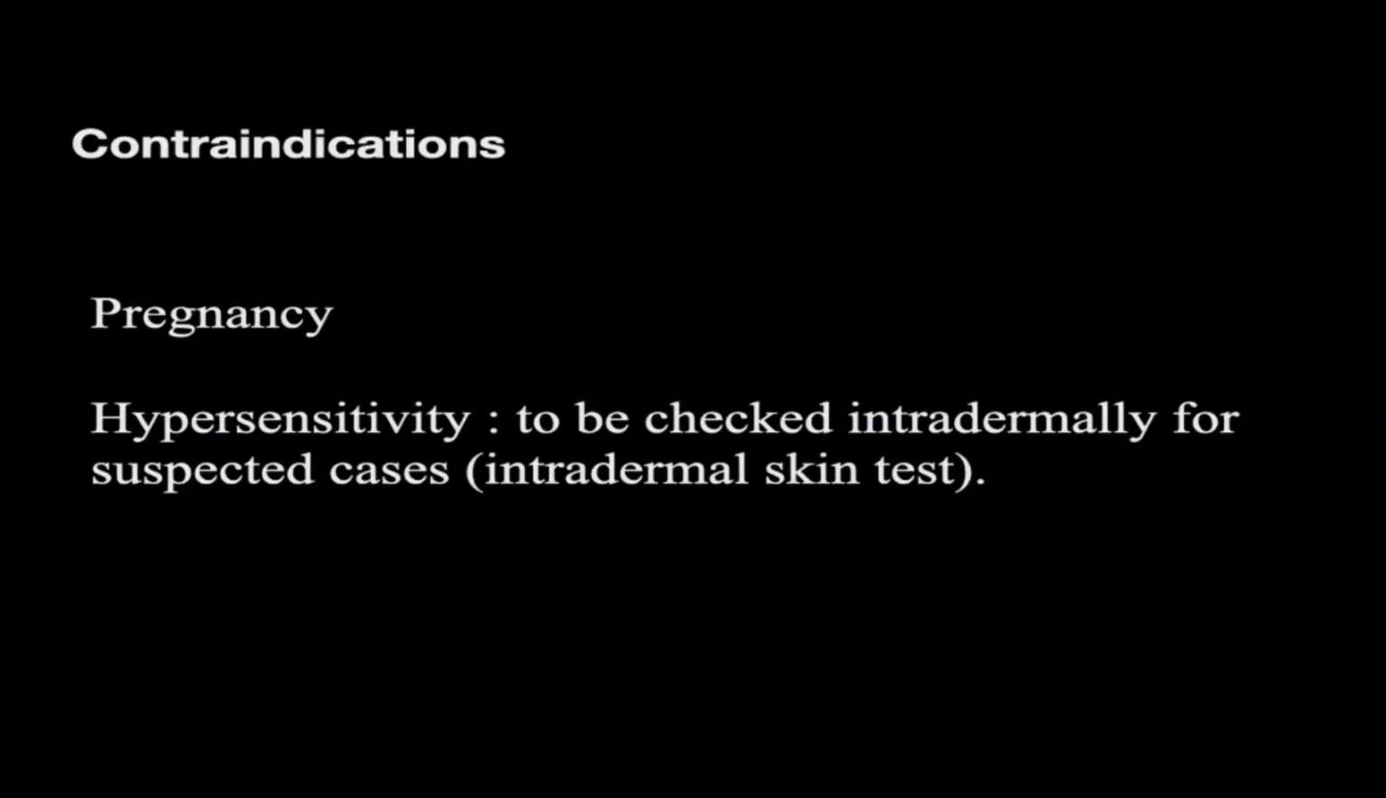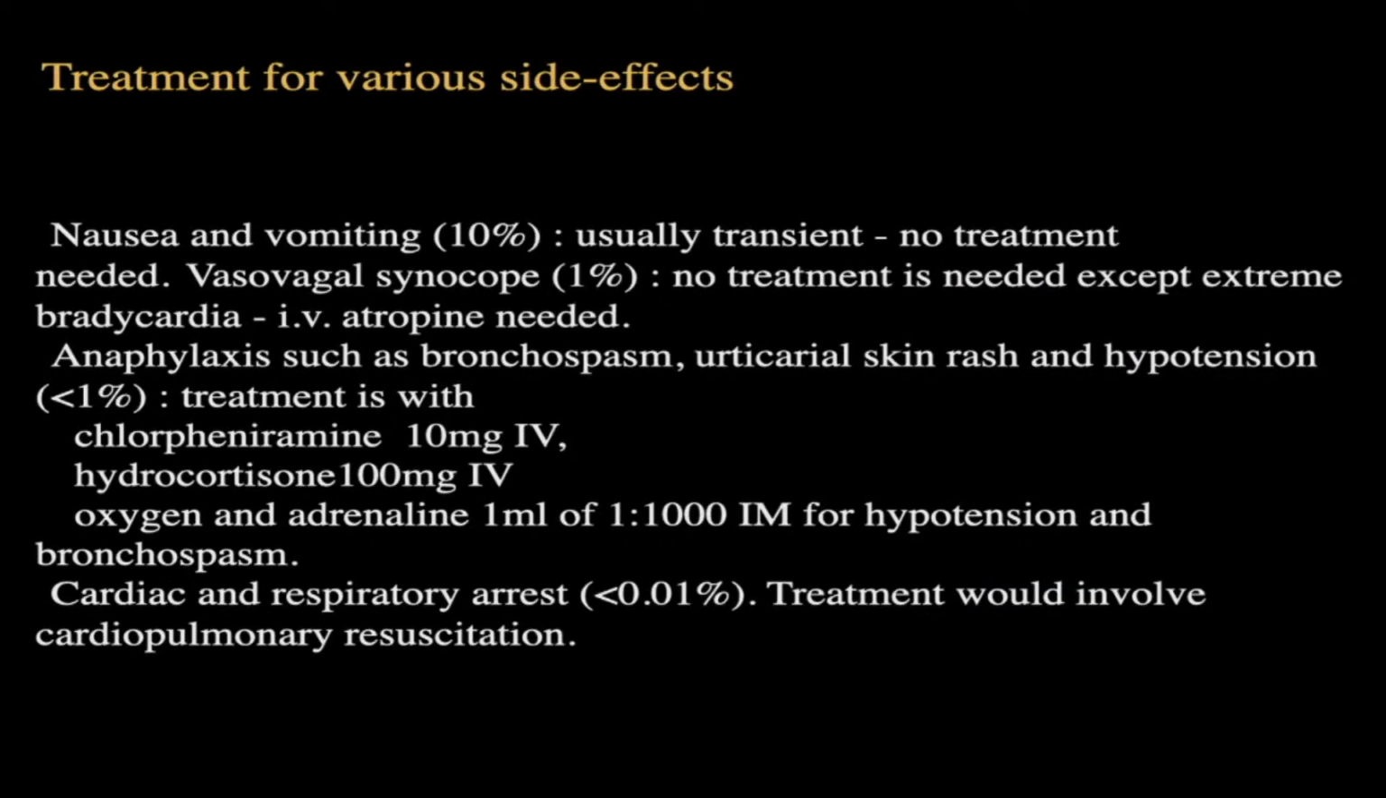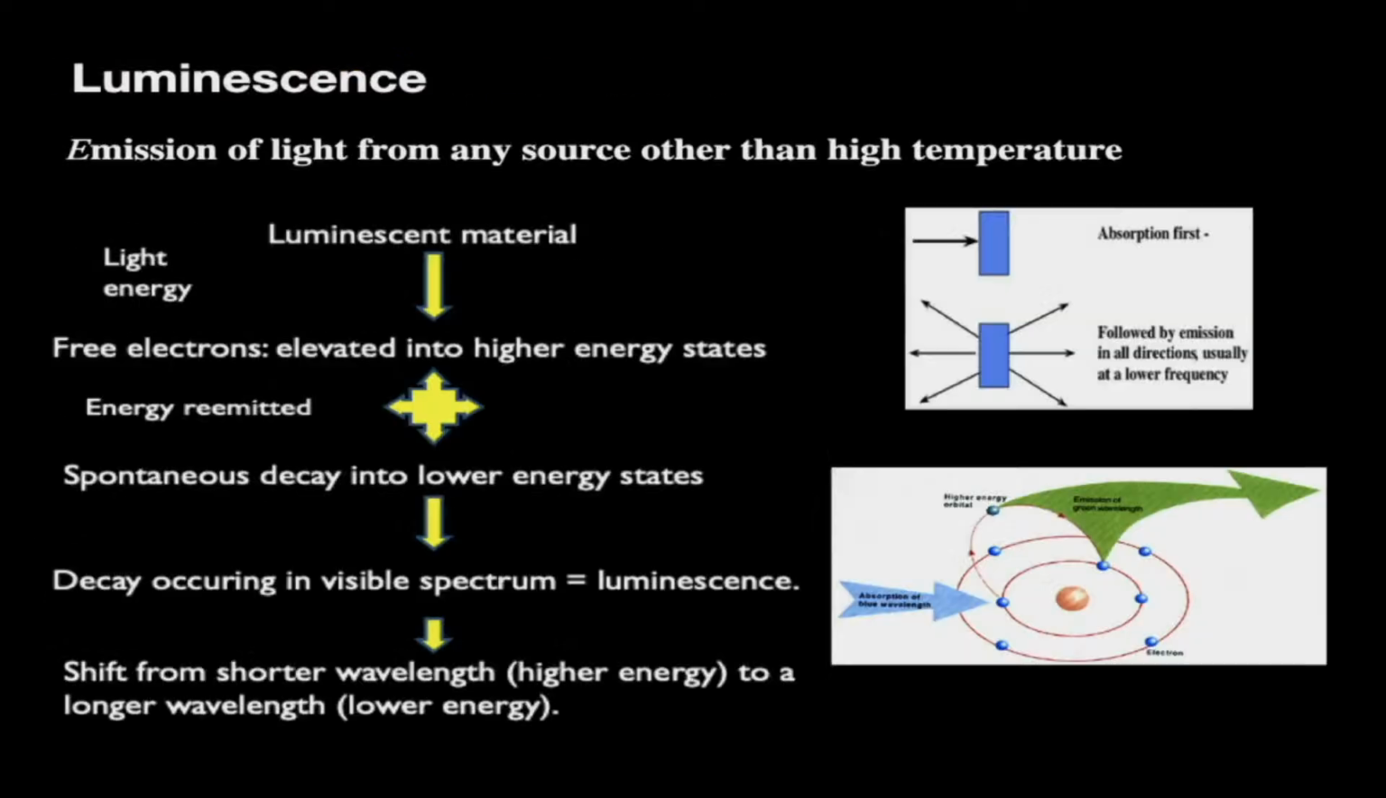Contraindications include pregnancy and hypersensitivity to the dye. Now, side effects are a few. The important ones and complications would be extravasation of the dye into local tissue, into the skin, which can cause local tissue necrosis. Nausea, emesis, and vasovagal reaction can primarily occur due to the procedure itself, not due to the dye. Thrombophlebitis can happen, and there can be allergic reaction. So it's important to have the emergency medicines ready when you're doing fluorescein angiography.